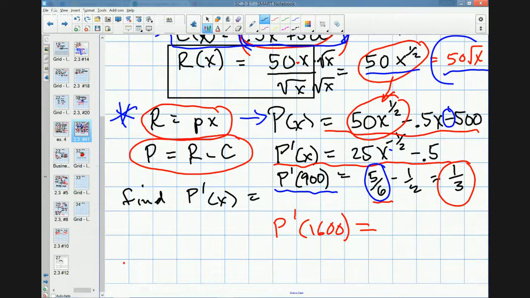Minus 0.5 or 1/2. Okay, what's 5/6 minus 1/2? Get a common denominator. 5/6 minus 3/6 is 2/6, and 2/6 reduced to lowest terms is 1/3. So what's the marginal profit when you're producing 900 items? A third of a buck, or 33 cents. And then they go on and say, all right, what's the marginal profit when you're making 1,600? And I didn't, but again, you just go back, substitute in 1,600 for x, and okay.